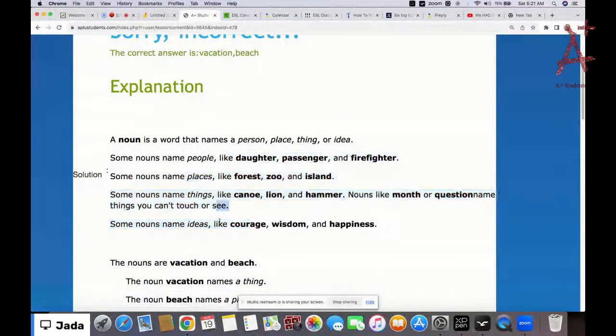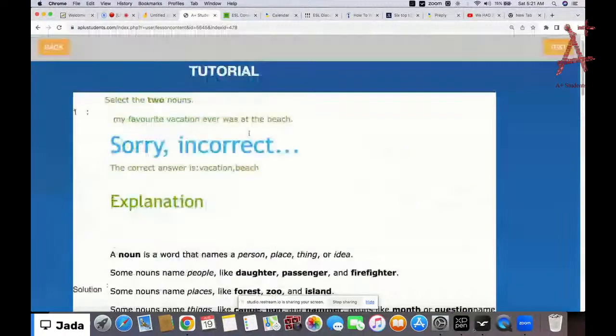Okay, all right. So now we have the question here. It says select the two nouns. My favorite vacation ever was at the beach. So now this is how the question is going to come when we start up the test.